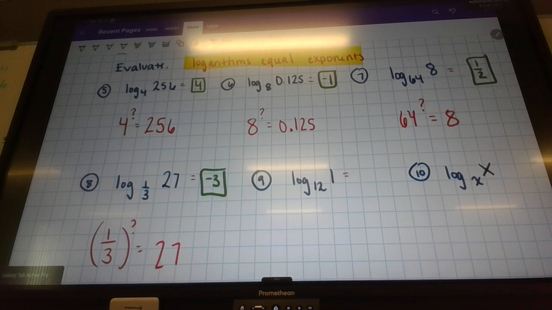This one's really important. You'll see this one with variables. 12 to what power is 1? Chase? 0. Anything to the 0 power is 1.